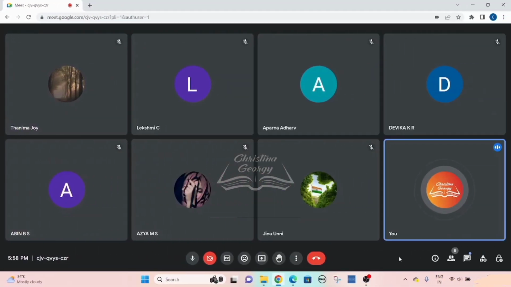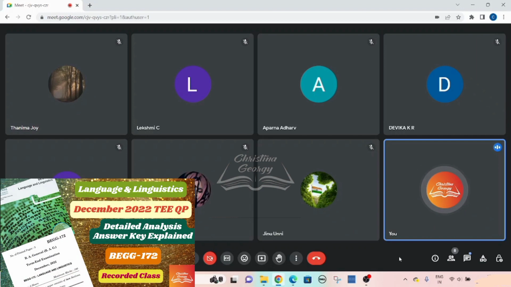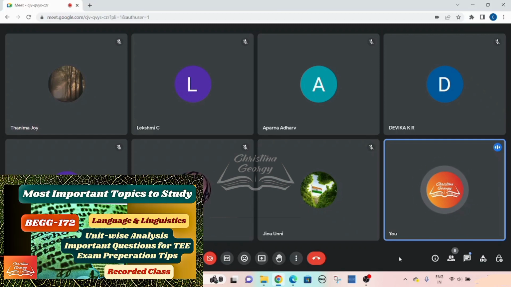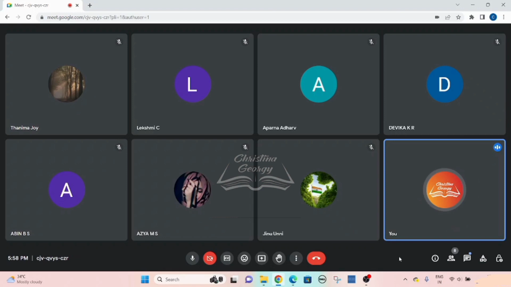So in our previous session, we looked at the December 2022 question paper. That is one of the latest question papers available. Hence, we looked at the question pattern, the questions as such, and I also helped you with the writing strategies and how to go about this examination. We also discussed the relevant answers to those questions.